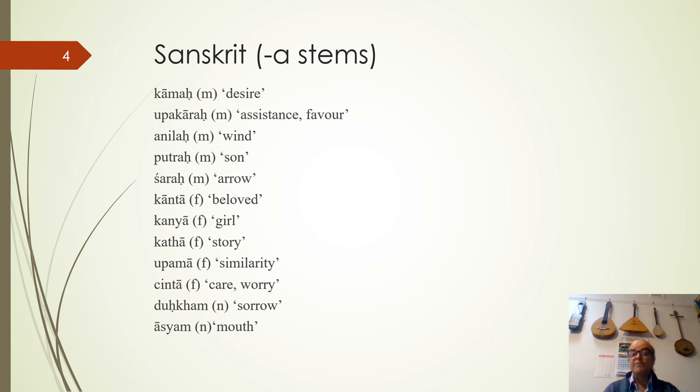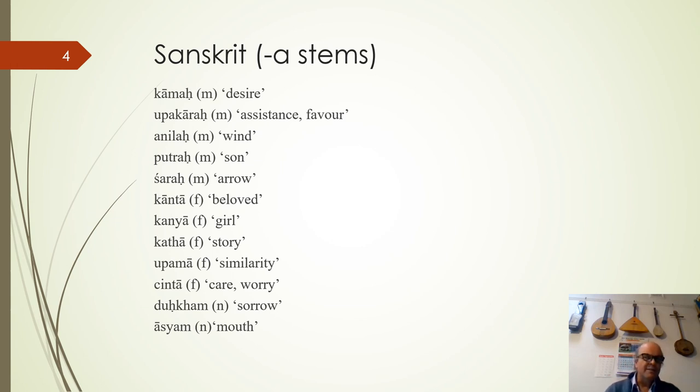Girl is clearly feminine for the same reason. But is there a particular reason, a particular motivation for including words like wind, arrow, desire, and favor as masculine, and beloved, story, similarity, and care or worry as feminine, while sorrow and mouth are neuter?